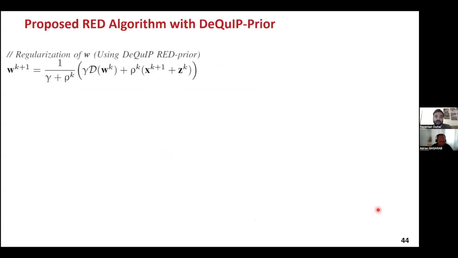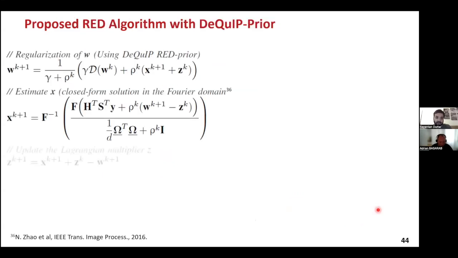Now we propose these three iterative steps. First, it is the denoising subproblem using our Dequip denoiser. Then we use a closed form solution for solving the inversion problem. And then third is the update of the Lagrangian multiplier. So this is our proposed algorithm.